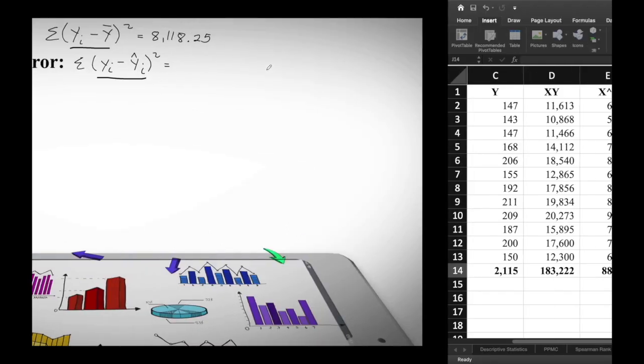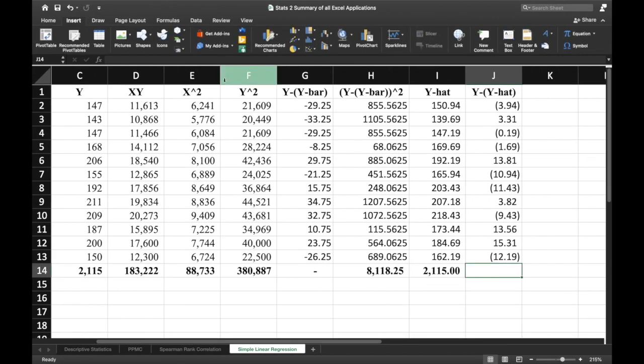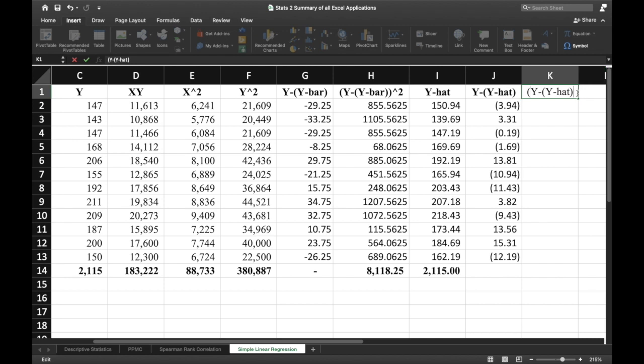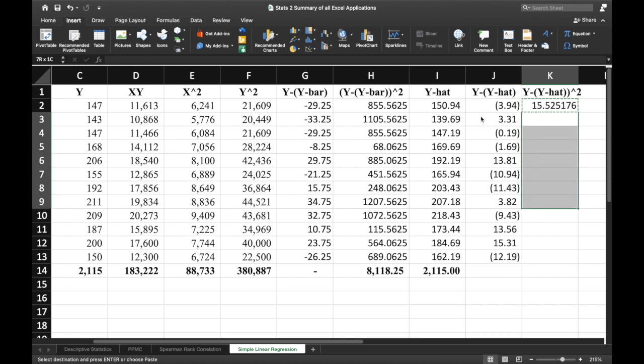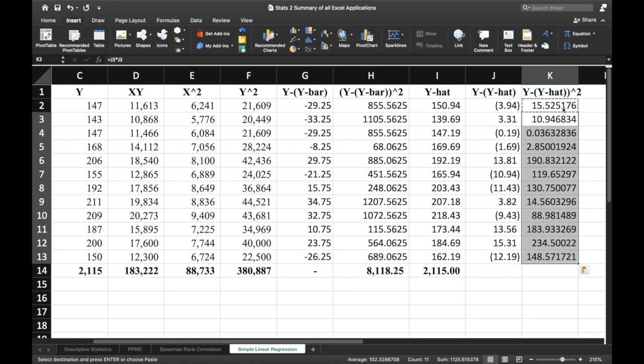Tulad niyan, nakita ko lang yung formula, sabi ko, kailangan na i-square. E di square natin, copy-paste. Dagdag tayo ng square dyan, raised to 2. Okay, so, anong ibig niyang sabihin? Etong negative 3.94, multiply natin sa sarili niya, sa negative 3.94 ulit. Or in our case, that is J2 multiplied to J2. And enter. Then, copy and paste hanggang sa baba. Run natin. Ayan. So, y minus y hat squared.